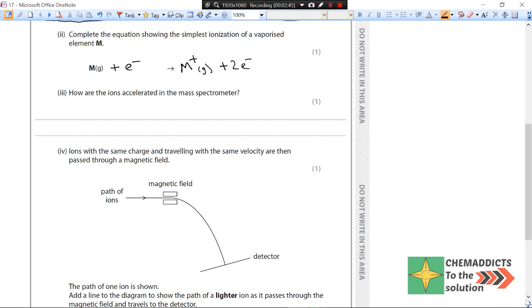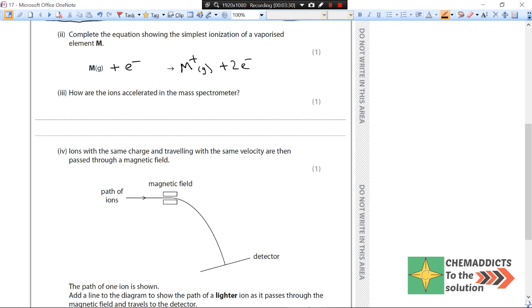So why should there be 2 electrons at the end of this ionization? That's because we have added one electron earlier, that is the high energy electron that we added, and another electron is knocked out by the ionization. So one electron is the high energy electron and the other one is the electron that is knocked from its shell of the metal by means of ionization. That's how it goes.